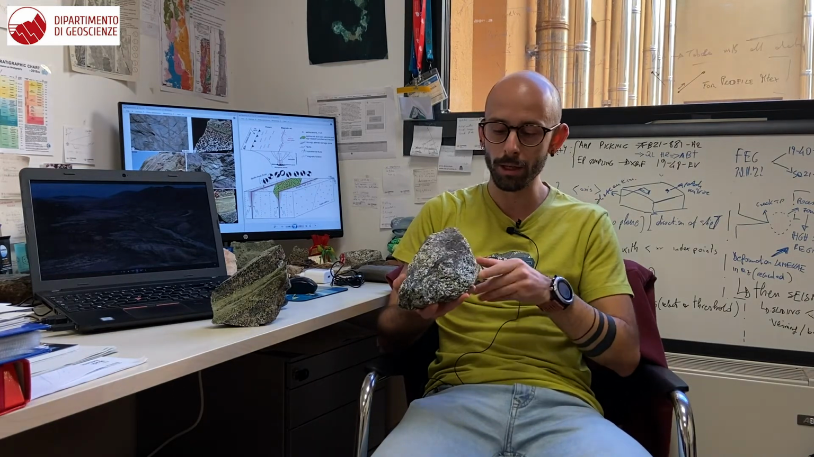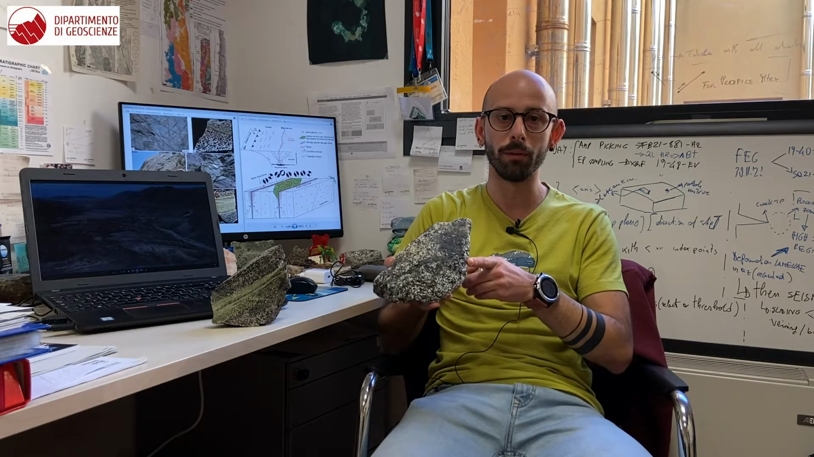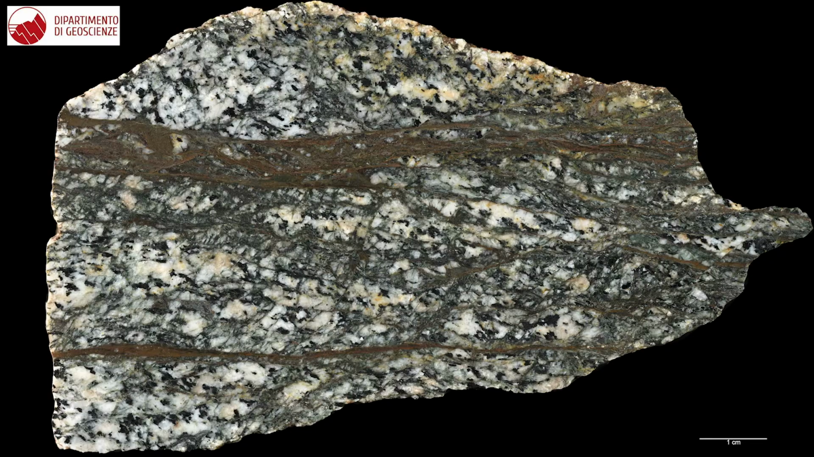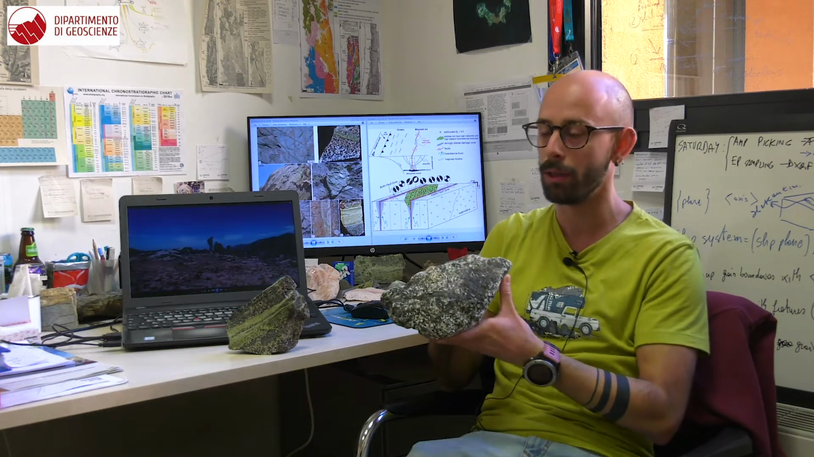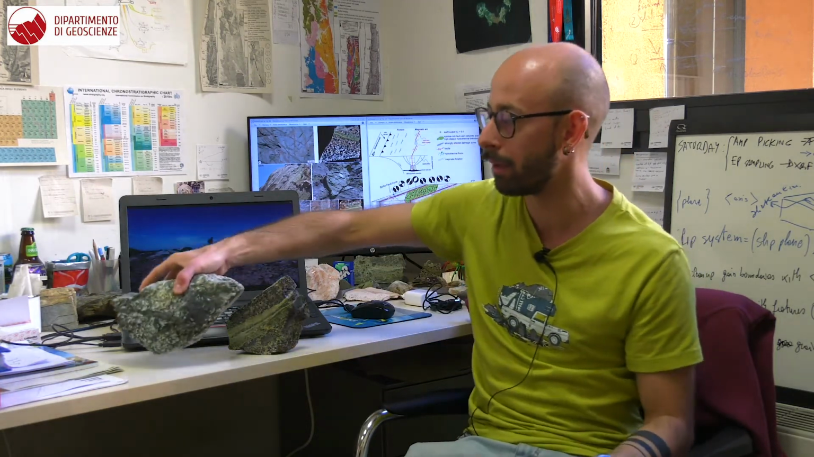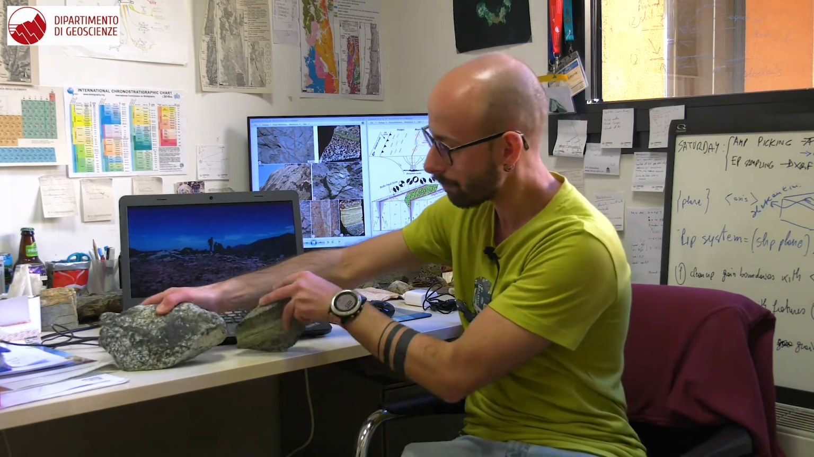And the second one is because we found pseudotachylites, so this black stuff here in this case, and these are the result of frictional melting during an earthquake. So we know that this rock was generated during an earthquake, and so we can prove that this fault was capable of generating an earthquake millions and millions of years ago.